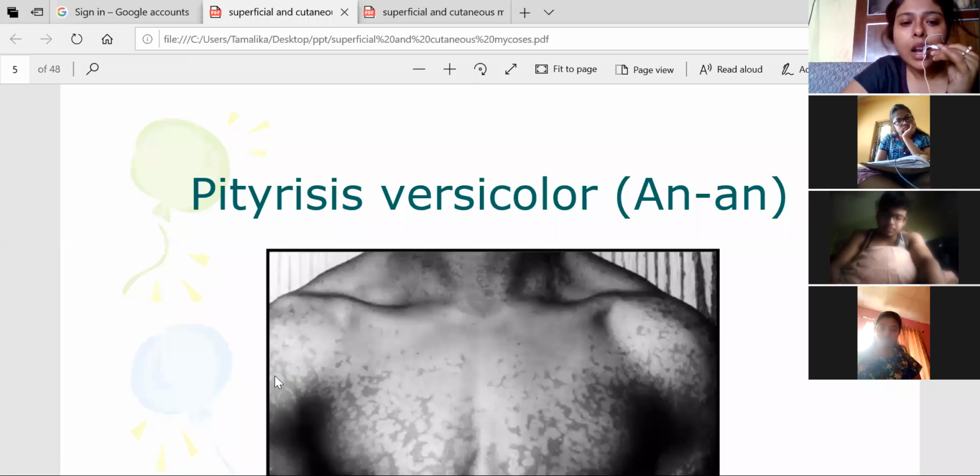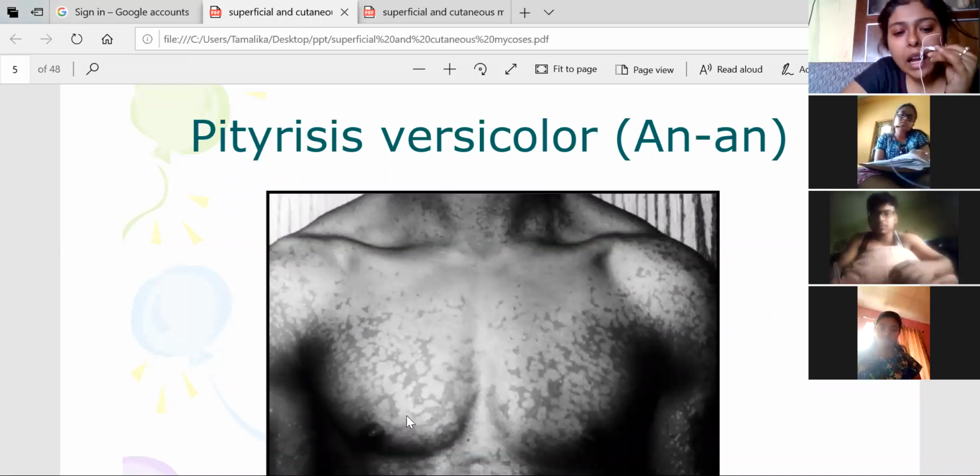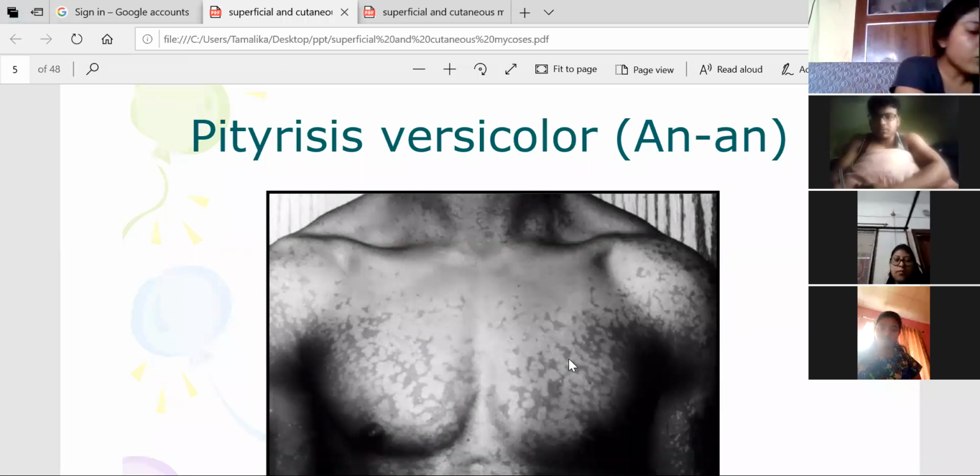Okay. Now see, this is your Pityriasis versicolor. You get to see pigmentation in the skin. See, black colored pigment throughout the skin. Can you see this? Yes, ma'am.